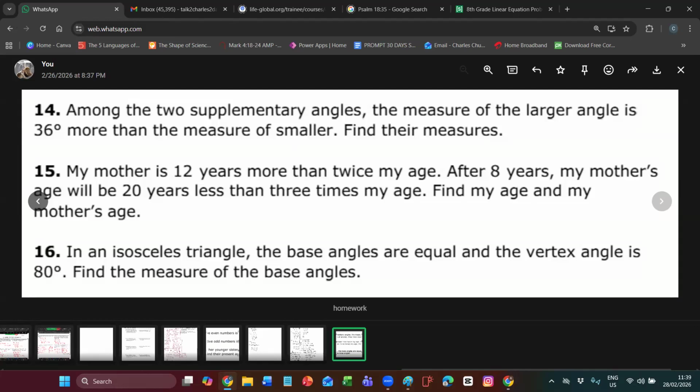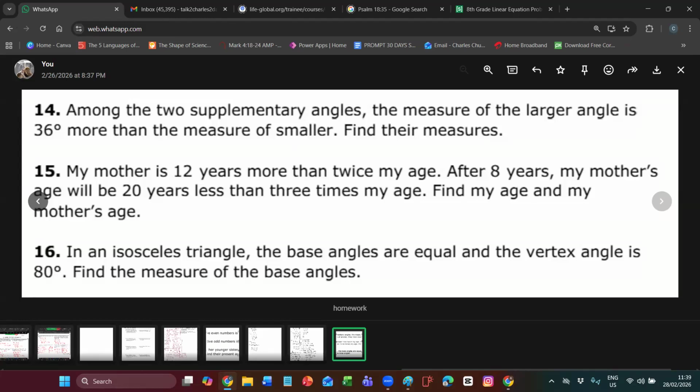Okay. So you were able to find both ages, right? Yes, sir. The third one: in an isosceles triangle, the base angles are equal and the vertex angle is 80 degrees. Find the measure of the base angle. So what did you do in this case?